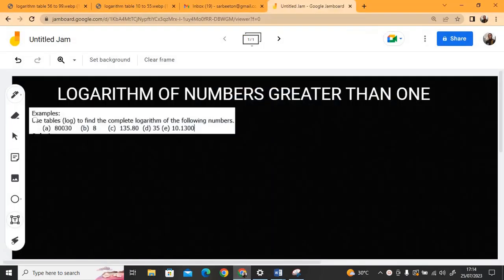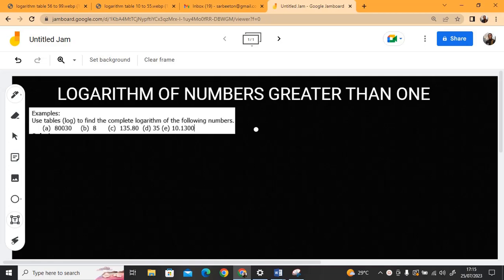Now this is the question. They said use tables of log to find the complete logarithm of the following numbers. And I gave you this, so I'm going to look at it one after the other. Now, the problem is that you have to get a logarithm table. If you don't have a logarithm table or four-figure table, you can check the back of your textbook, either New General or any textbook.